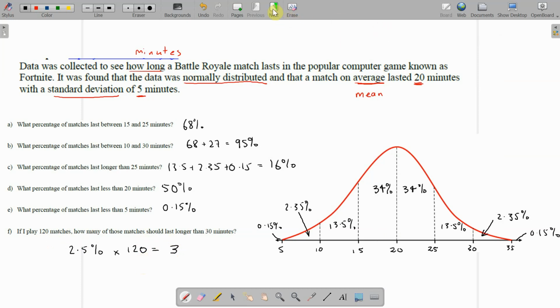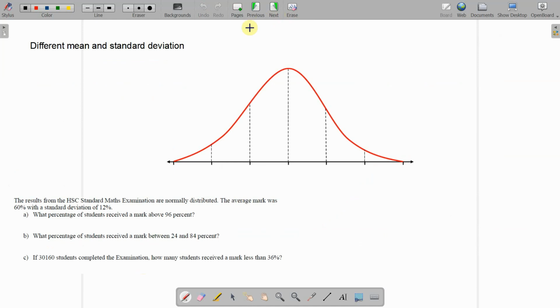Okay, next step. Different mean and standard deviation. For a different example, this one's our HSC standard maths, and the marks are normally distributed. So we've got to look at it like this. The average mark was 60%. So straight away, 60%, that's our mean, average. And this time, standard deviation of 12.